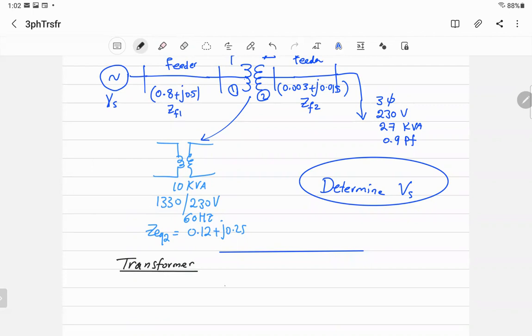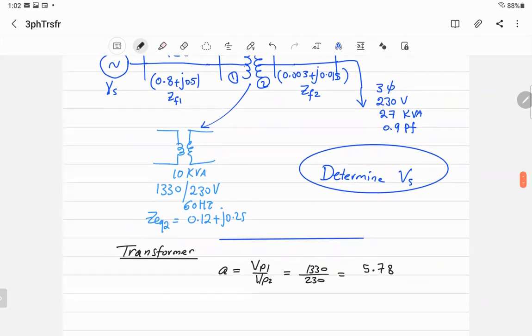First, I have to know that A is equal to VB1 over VB2, just to remember, to find the turns ratio. And it's given, what's VB1? 1000, 330 over 230, and I get the turns ratio, which is equal to 5.78. That's the first thing you do, turns ratio.